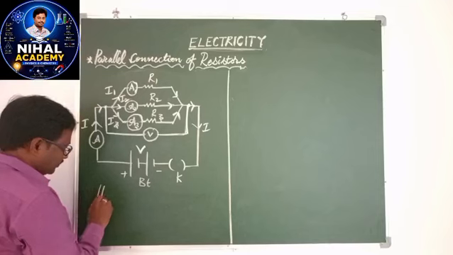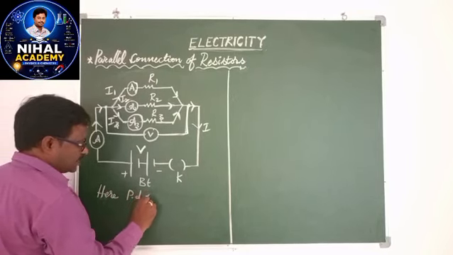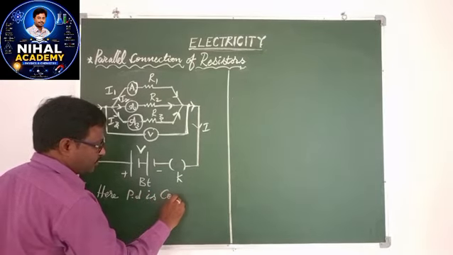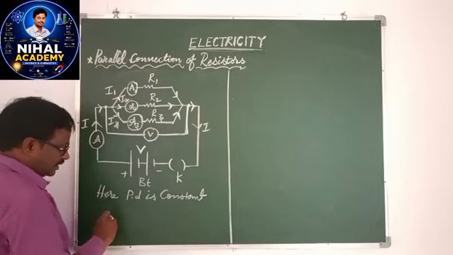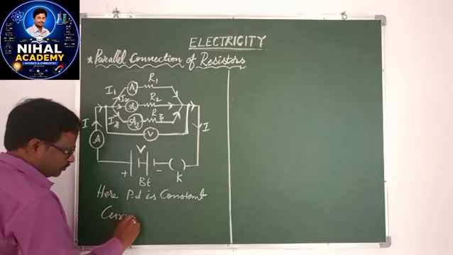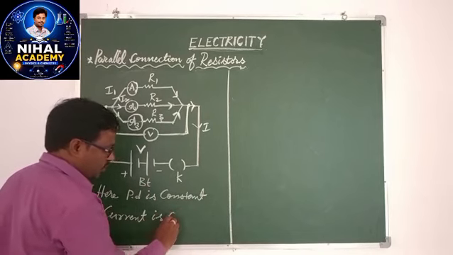So here potential difference is constant and current is varying, so changing.